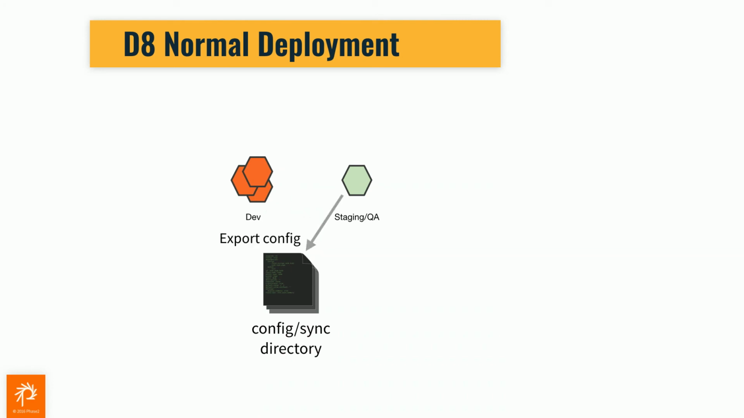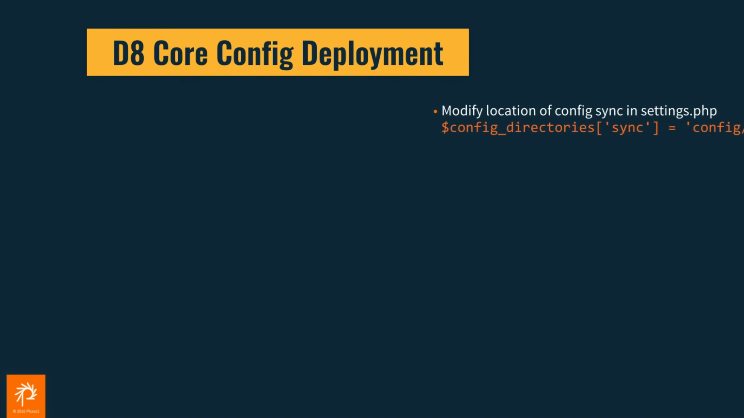You now re-export that updated config that's now working, goes to the same config sync directory, and now you go over to your production environment with all your production content, you import the config, and now again you've pulled in that top layer, you now have the working config with your production content, and life is good, right?